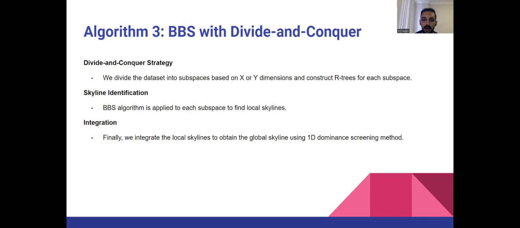The divide and conquer approach would reduce the complexity of the problem by breaking it down into smaller and more manageable parts. In this approach, once the local skylines are identified in each subspace, they are integrated to form the global skyline using a one-dimensional dominant screening method. This method is particularly effective when working with larger data sets.